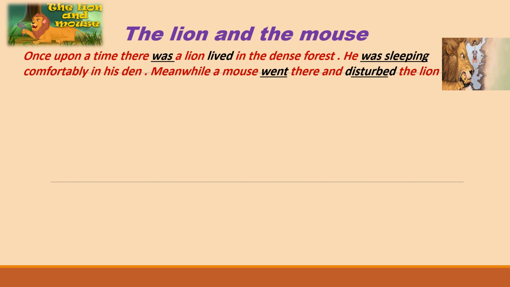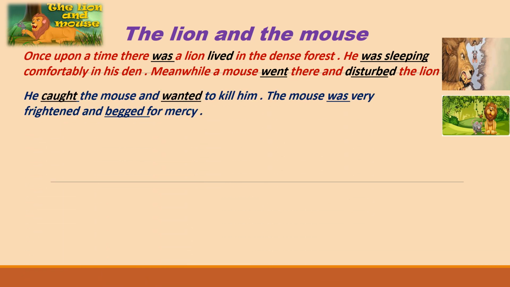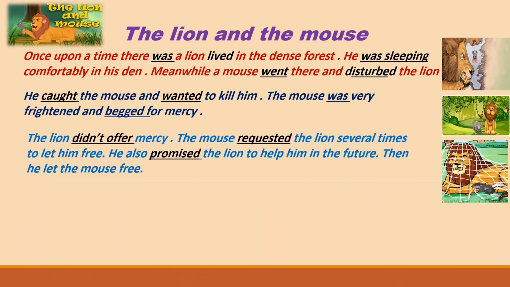He was sleeping comfortably in his den. كان ينام مرتاحا في عرينه. Meanwhile a mouse went there and disturbed the lion. في هذه الأثناء ذهب الفأر إلى هناك وأزعج الأسد. He caught the mouse. أمسك الأسد بالفأر and wanted to kill him وأراد قتله. The mouse was very frightened and begged for mercy. الفأر كان خائفا وتوسل إليه من أجل الرحمة. The lion didn't offer mercy. لكن الأسد لم يقدم له الرحمة.